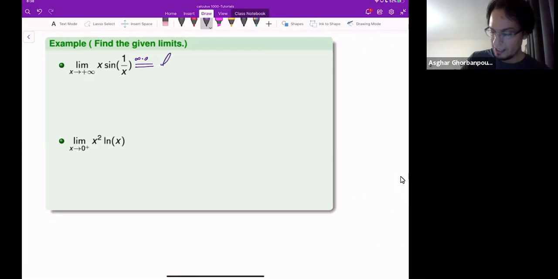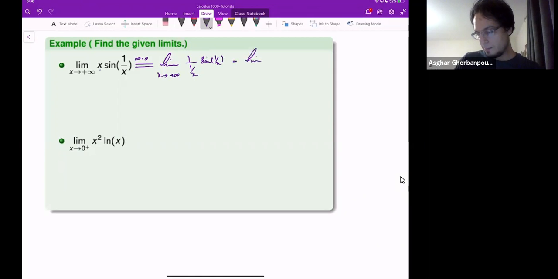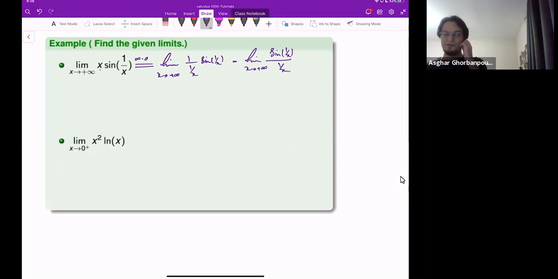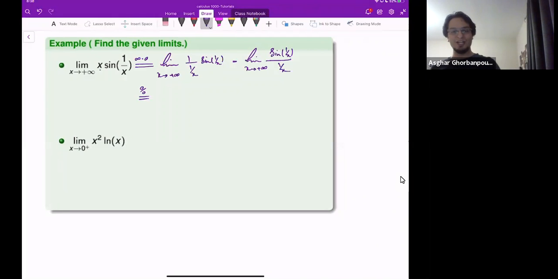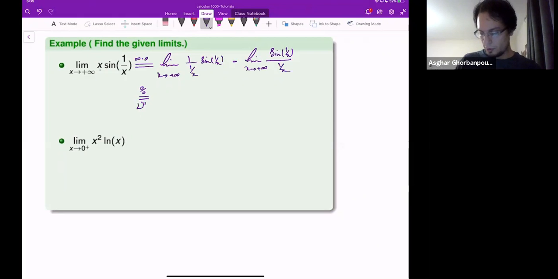So what is the trick here? We have to turn one of these guys to 1 over 1 over itself. So I will choose to write x as 1 over 1 over x, sine of 1 over x as x goes to plus infinity. And that is basically sine of 1 over x over 1 over x as x goes to plus infinity. And if you find the limit of the numerator and the limit of the denominator, now you see that, oh, by doing that, we turned our limit to 0 over 0 indeterminate form. Now I can use L'Hopital's rule.